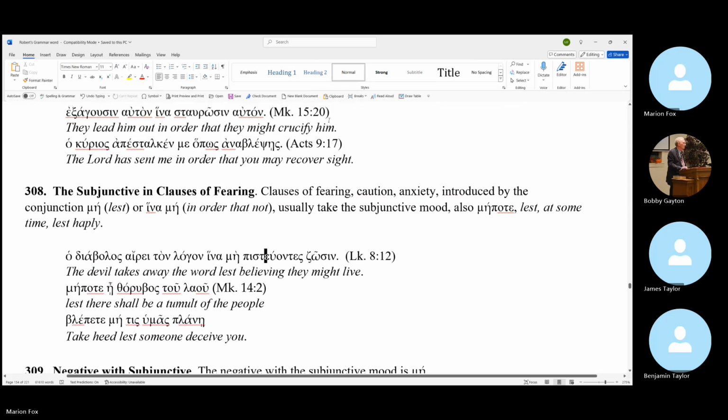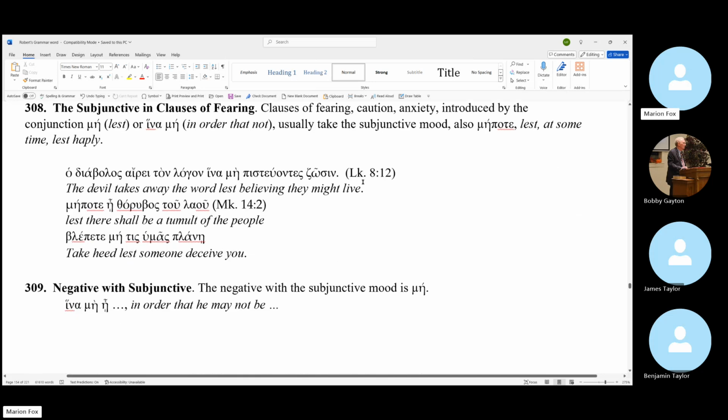So, all right, that's Luke 8:12. I found that. The devil takes away the word, lest believing they might believe. Of course, there's your subjunctive mood verb right there. All right. Me pote, me pote ho thorubos, to laou. Lest there be a tumult of the people, of the laos people. And that's where the denominations get the word laity from this word, okay? Right? So there's your subjunctive mood verb.